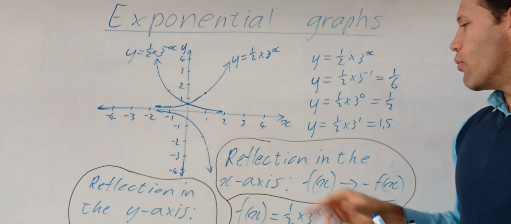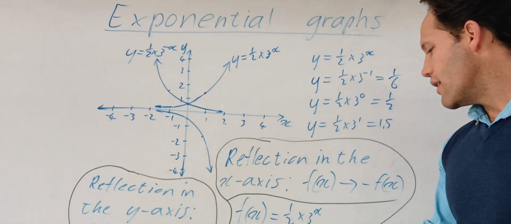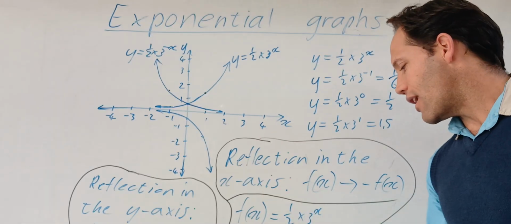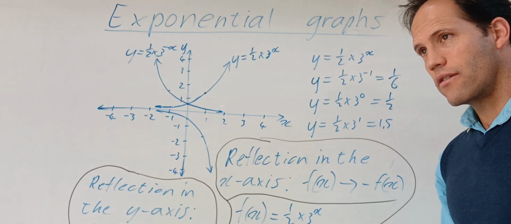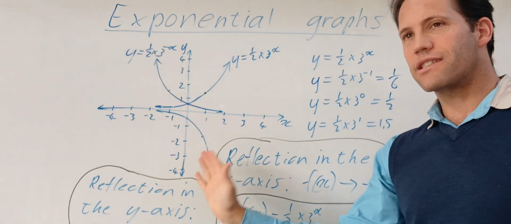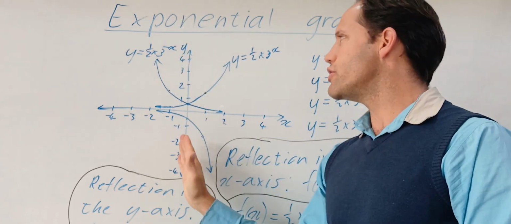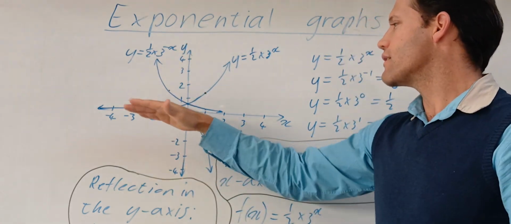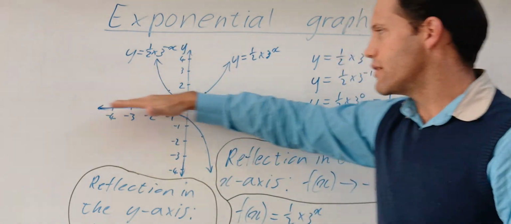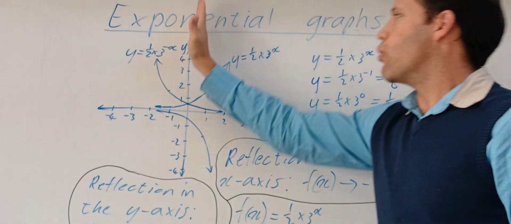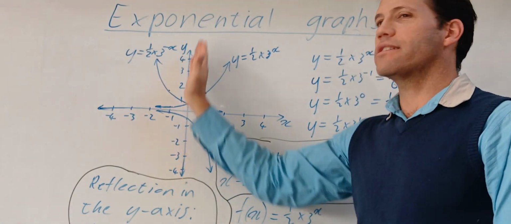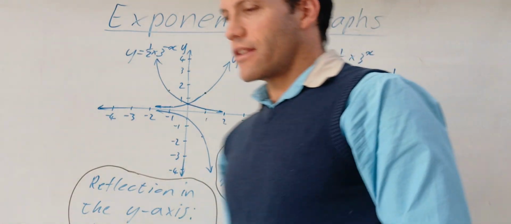They can say, what is the reflection in the line y equal to 0? You must just remember, y equal to 0 is your x-axis. Your x-axis is y equal to 0, and your y-axis is x equal to 0. And you can get the reflections.